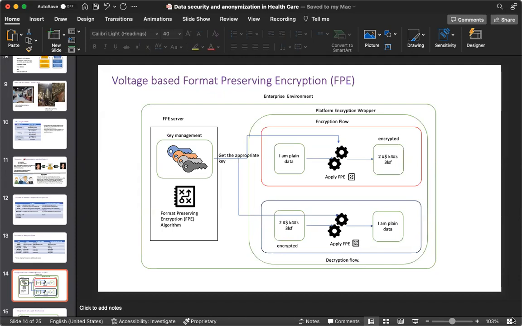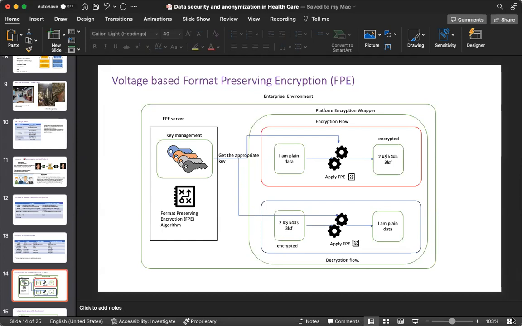A little bit about how we implemented the internals of Voltage format preserving encryption. When we set up Voltage, we assign a key for each and every line of business. So data encrypted using one line of business's key cannot be compared with another line of business's data, which is encrypted using another encryption key. The same data encrypted outside of one line of business is not comparable unless you decrypt and re-encrypt it with the same common key.